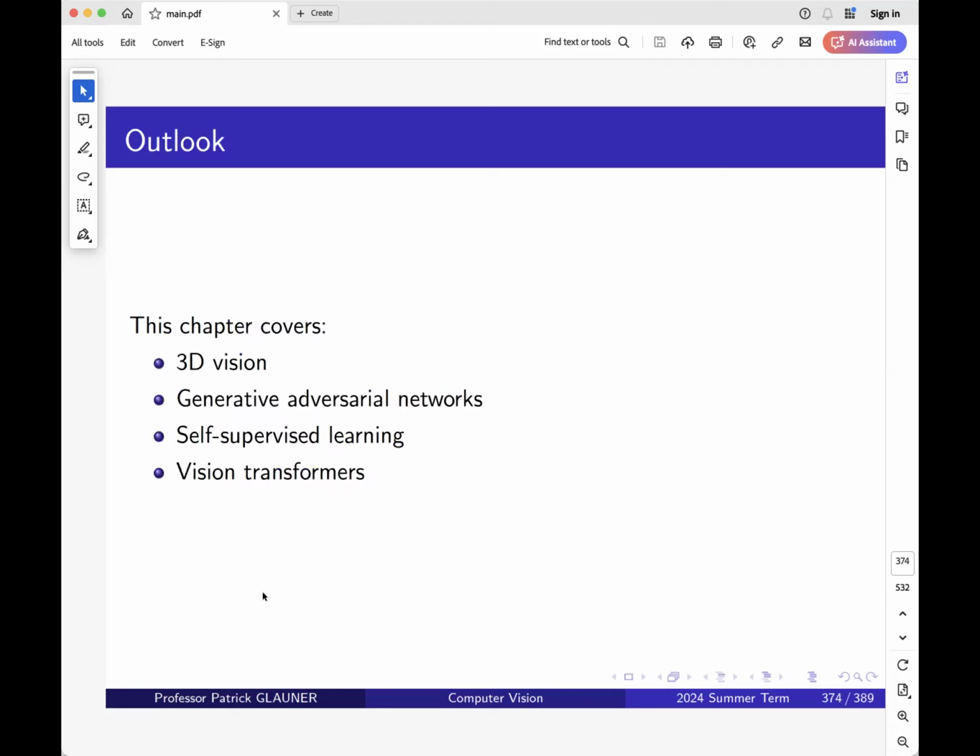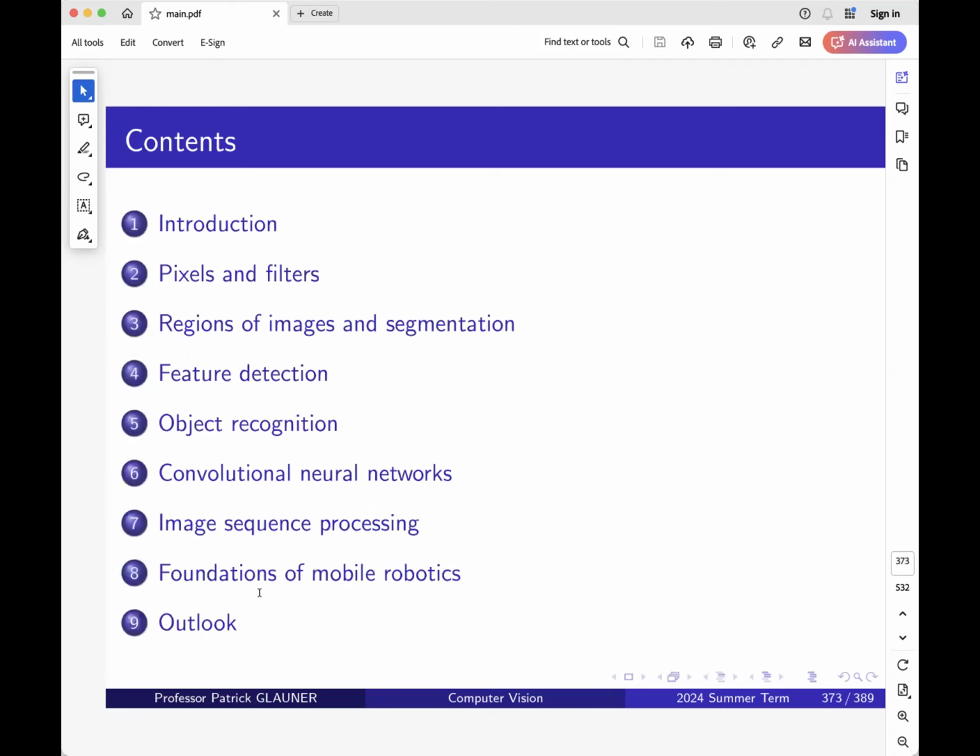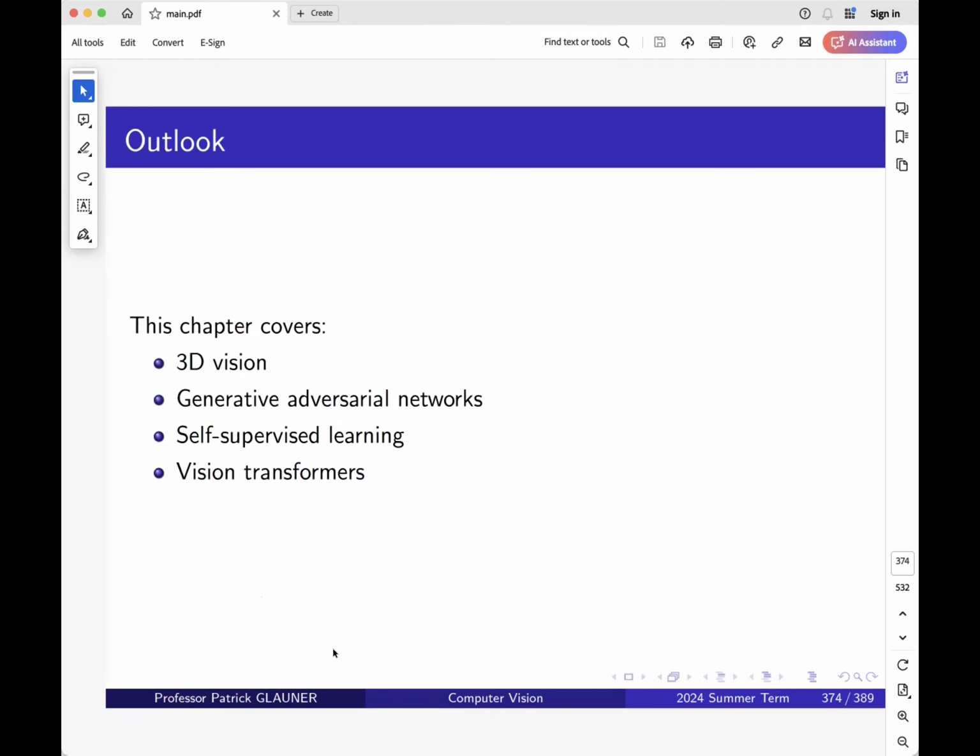And now we'll look into the Outlook chapter. There are a few more topics that could be helpful or interesting maybe for some of your projects, or they are maybe for some of you just too advanced, which is also okay, because your projects can cover whatever is related to vision, but maybe some of you want to go the extra mile and work on even more advanced topics.